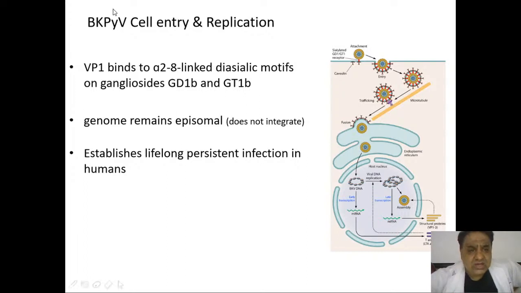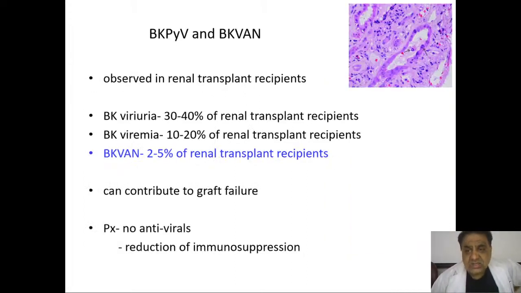Once it enters the body via ganglioside receptors, it remains as an episome without integration in the human host, and it establishes a persistent infection, if not a latent infection. It persists in an episome and reactivates periodically, and can be detected in the body fluids. In renal transplant recipients especially, 30 to 40% of such recipients may have a viriuria. So the virus is shed in the urine post-renal transplant, and around 10 to 20% of these renal transplant recipients have a viremia, and those who have a viremia, the virus comes from the kidney. It's sitting in the kidney cells, and it is shed in the urine in a few of these renal transplant patients.